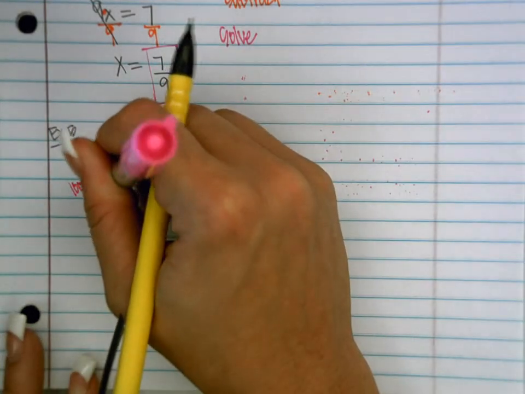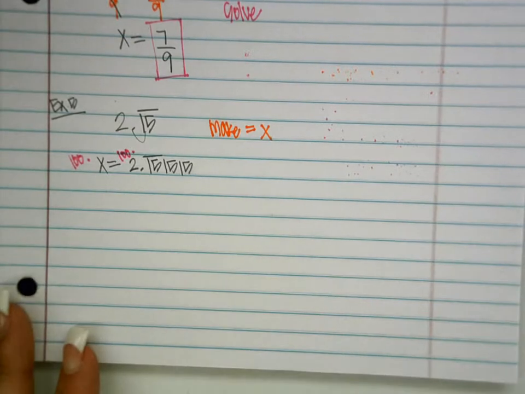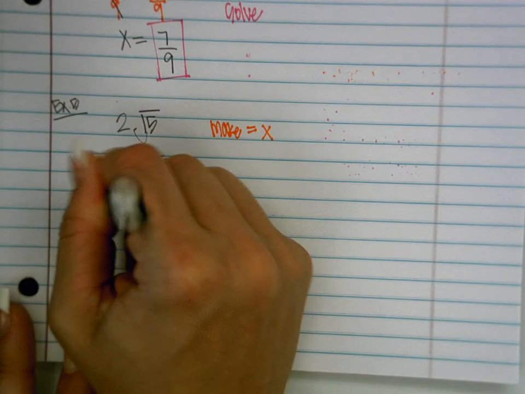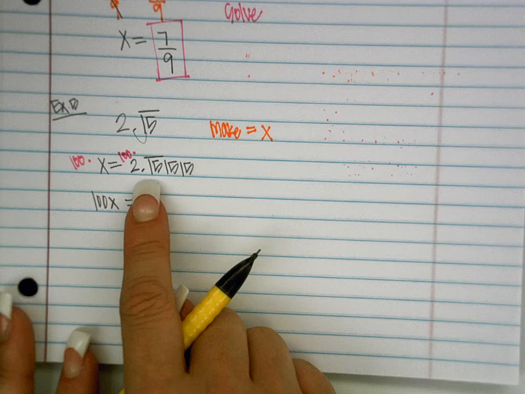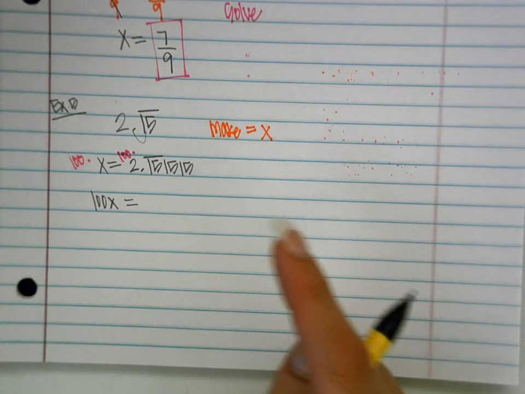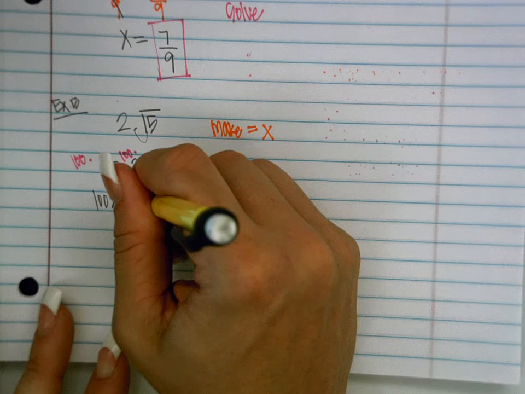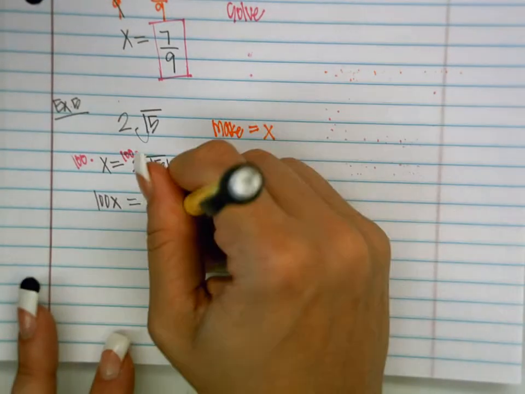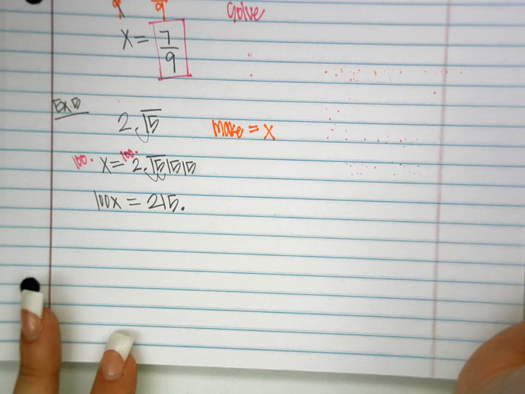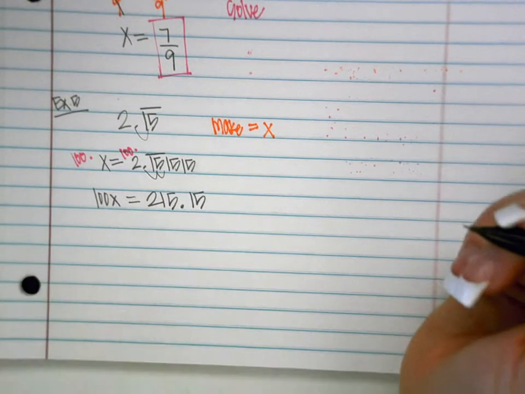Okay, multiply both sides by 100. So if you multiply by 100, 100x equals, how do I multiply by 100? How many decimal places will it move over? 2, right. So it moves over 1, 2. So that gives you 215. What's left after your decimal point? The 1.5. And is it still repeating? Yeah. Still going till we put the bar.